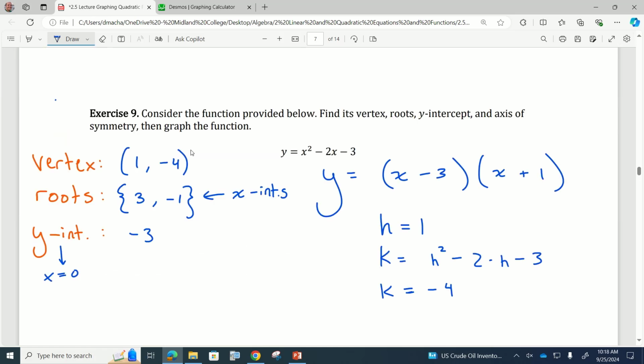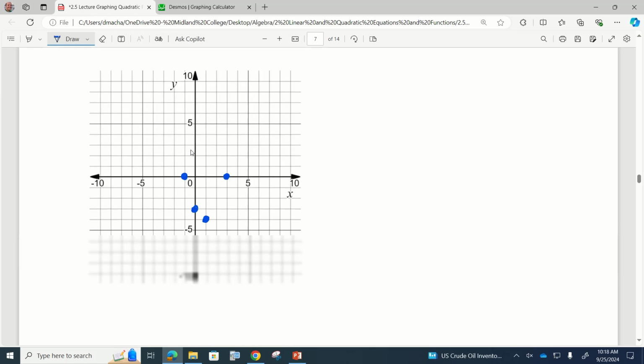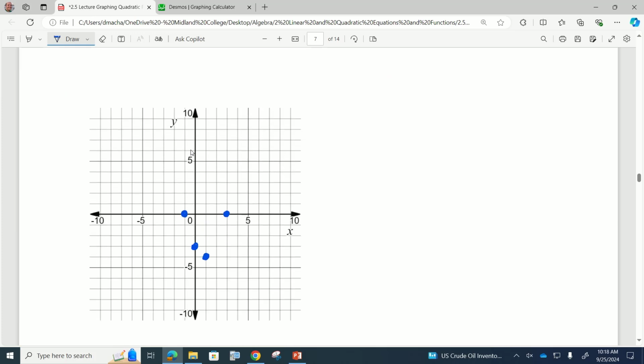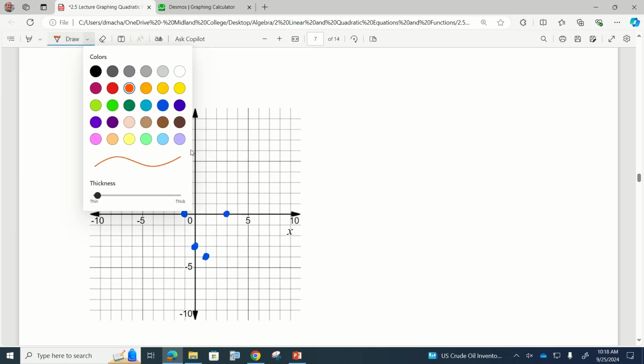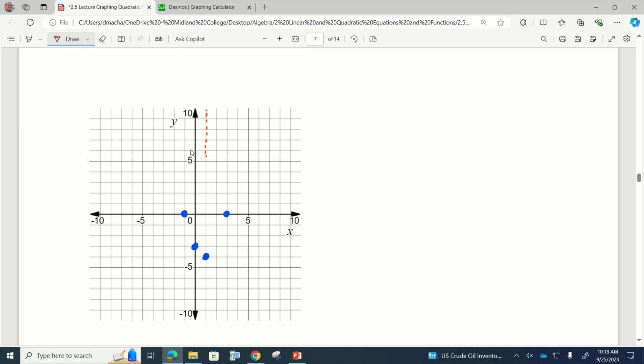I also had the instruction that I should draw my axis of symmetry. So maybe I'll just put down my axis of symmetry. Remember, your axis of symmetry is just a vertical line that passes through the vertex. So if you found your vertex, just draw a vertical line through that vertex and you've got your axis of symmetry.